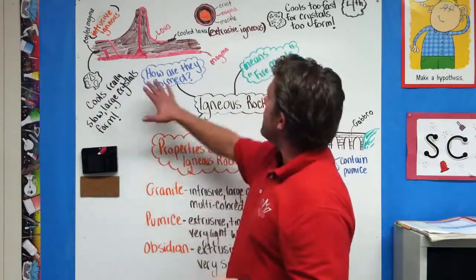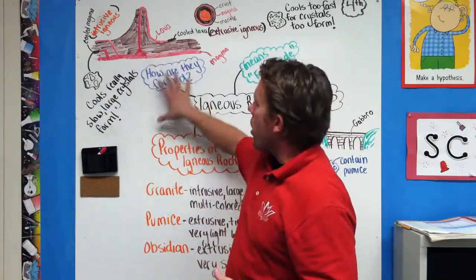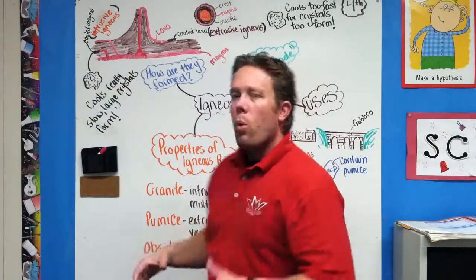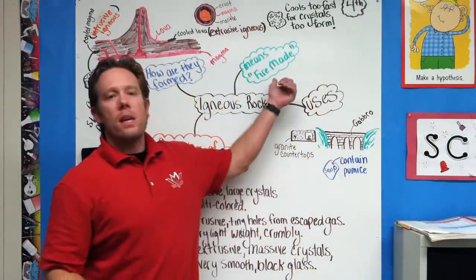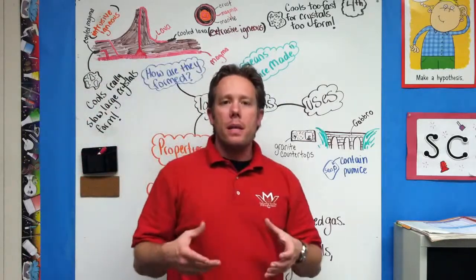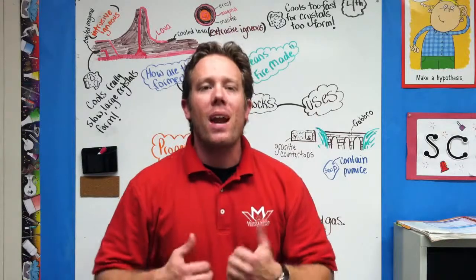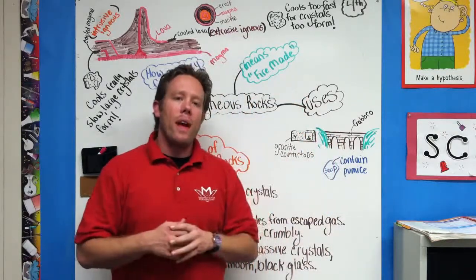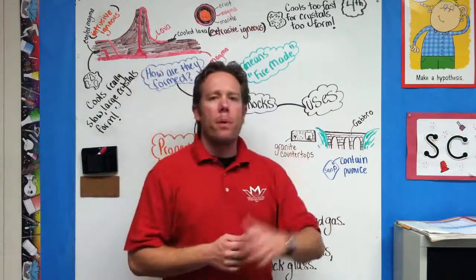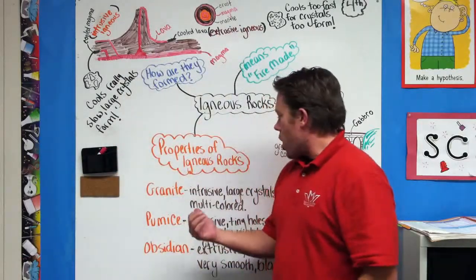Alright, let's go ahead and continue as we talked about kind of how they are formed with all of this information here. What igneous means is fire made. So you can definitely remember that igneous means fire made. That'll help you remember how they are formed. What are some different properties of igneous rocks?